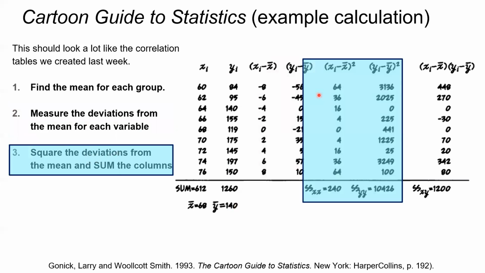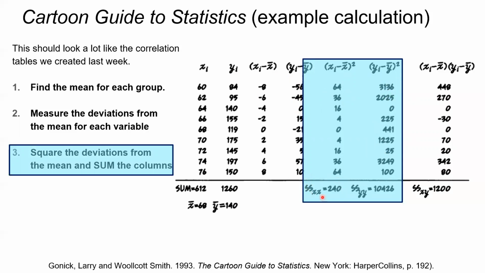Step 3 is to take those values and square those deviations. So negative 8 squared is positive 64. Negative 6 squared is positive 36. Negative 4 squared is positive 16. We do that for all of the X values. And then we come over and we do it for the Y values. Negative 56 squared is 3136. Negative 45 squared is 2025. 0 squared is 0, and so on.